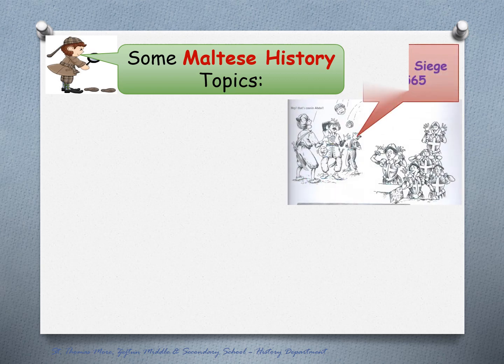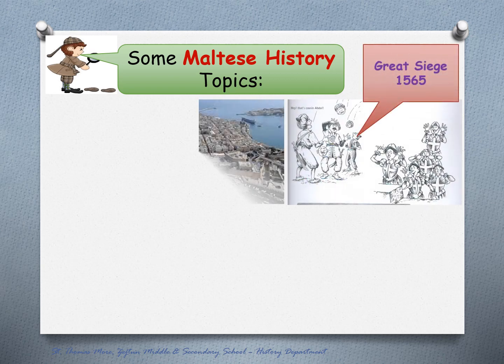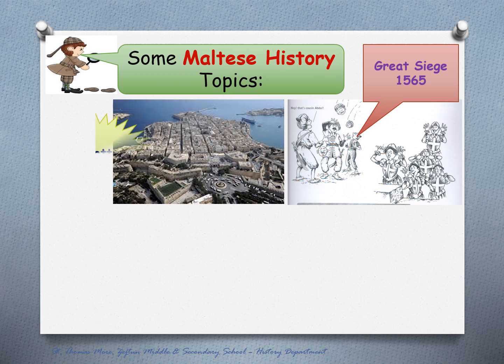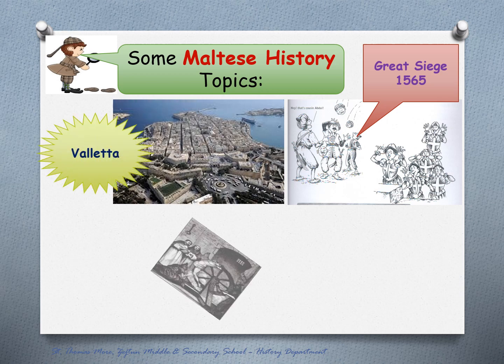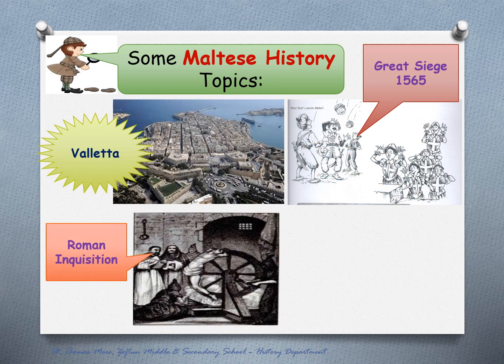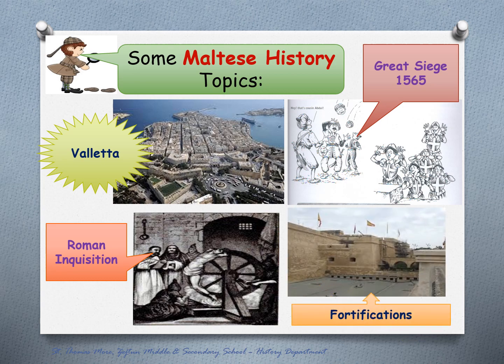These are examples of Maltese history topics. We will be covering the Great Siege of Malta, the building of Valletta, the Roman Inquisition. It was a religious tribunal which tortured people who went against religion. And as well, we are going to discuss fortifications that were built by the knights in Malta and Gozo.